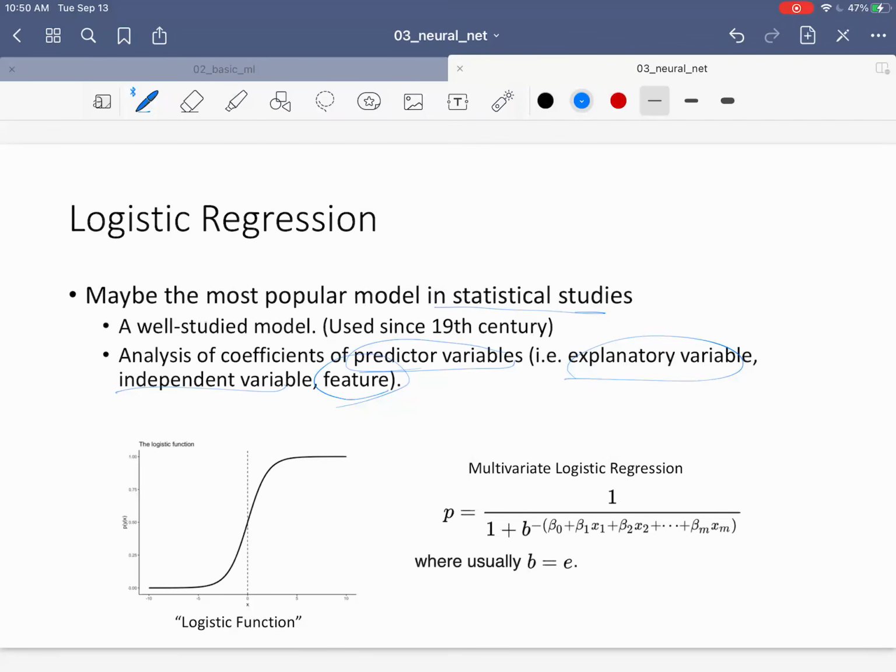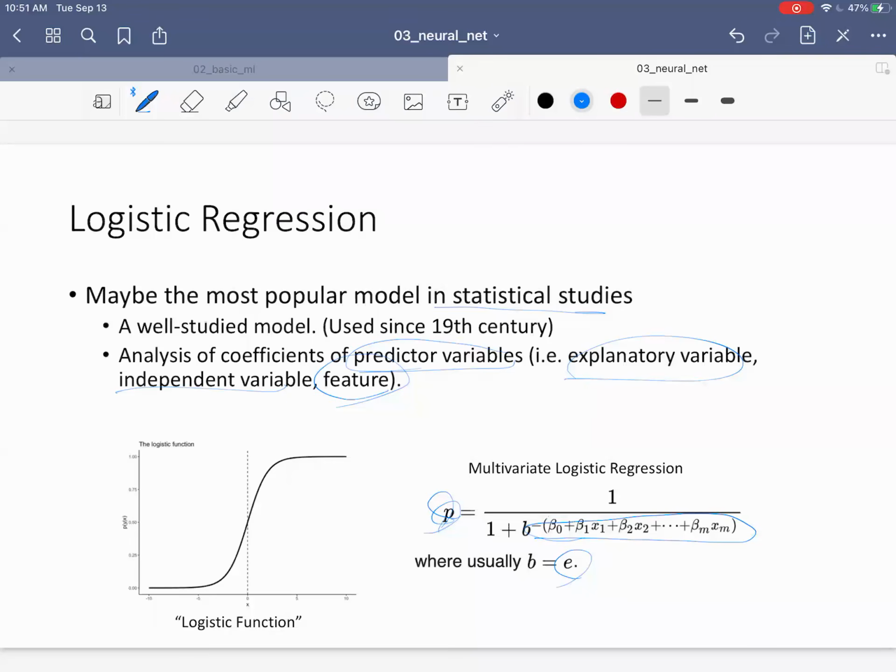Right. So logistic regression looks like this. The outcome, the probability of some event happening, could be the patient having cancer, or a coin flip coming up heads. For anything that has a binary outcome, you can use logistic regression to guess the probability of that event happening, which would be P. And it's 1 over 1 plus b, which is the base, to the power of minus this here. Usually b is just the natural constant e.